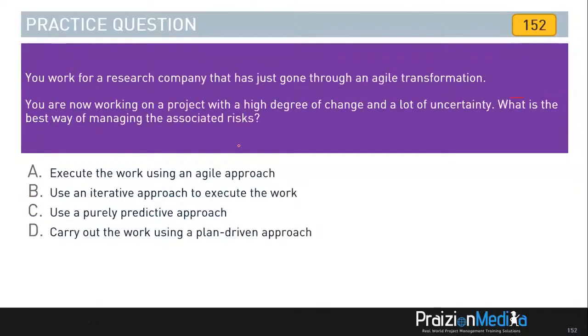You work for a research company that has just gone through an agile transformation. You are now working on a project with a high degree of change and a lot of uncertainty. What is the best way of managing the associated risks? Is it A, execute the work using an agile approach? Is it B, use an iterative approach to execute the work? Is it C, use a purely predictive approach? Or is it D, carry out the work using a plan-driven approach?